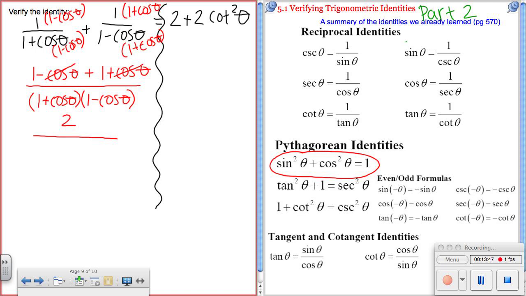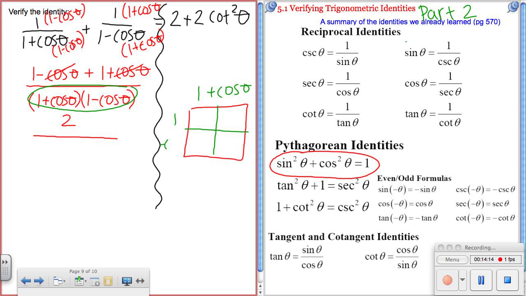Now, this time around, let's try to multiply these together because I'm not going to have anything to cancel out with the top anymore. The top just has a 2. So let's multiply 1 plus cosine theta and 1 minus cosine theta. I'm going to use a rectangle over here on the right side. And we're going to multiply these together. I'm going to get 1, cosine theta, negative cosine theta, and negative cosine squared theta. So 1 minus cosine squared theta, those are going to cancel out.